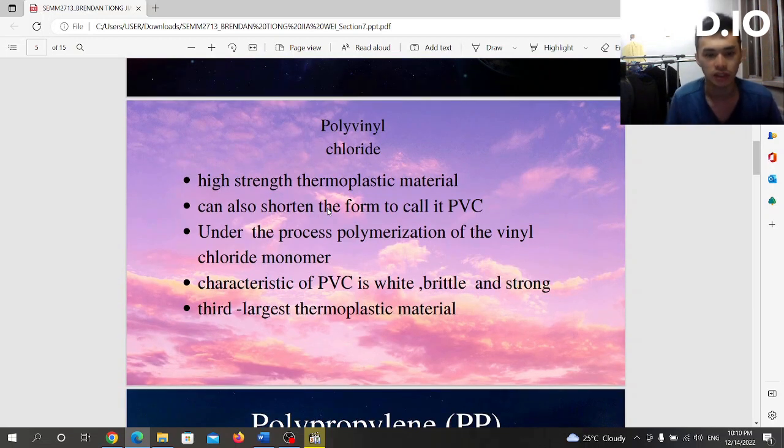Polyvinyl chloride is a high-strength thermoplastic material, shortened to PVC. It is made through the polymerization of the vinyl chloride monomer. The characteristics of PVC are that it is white in color, brittle, and strong. It is the third largest thermoplastic material.